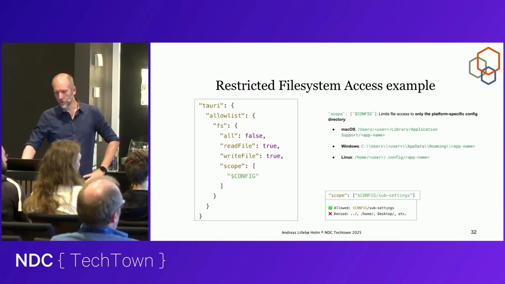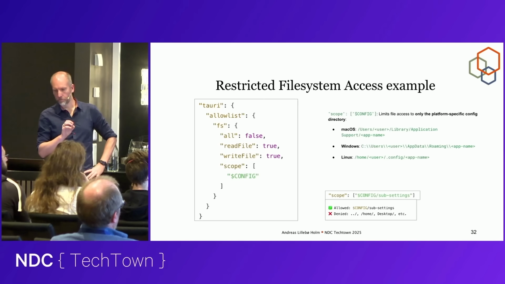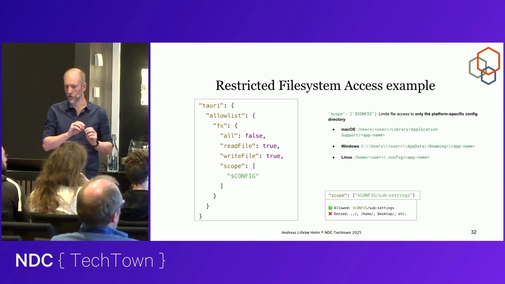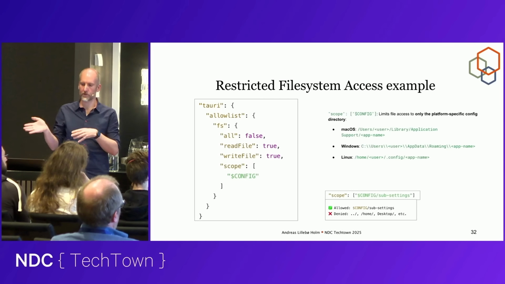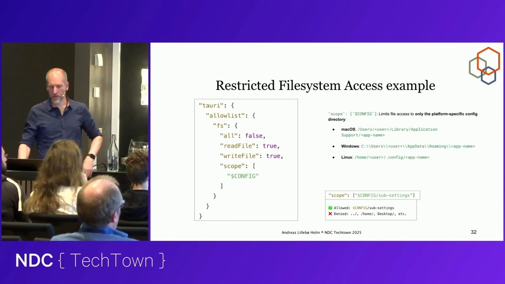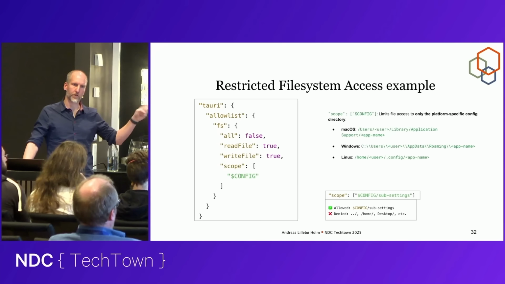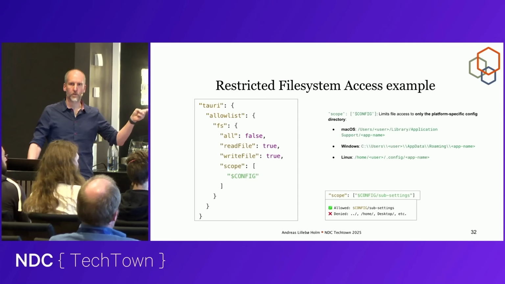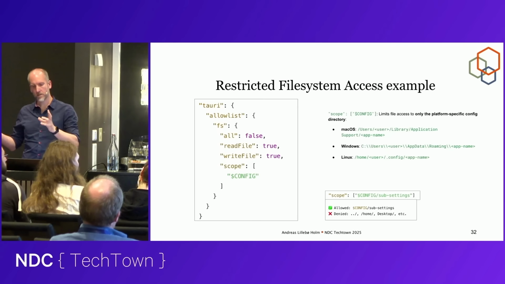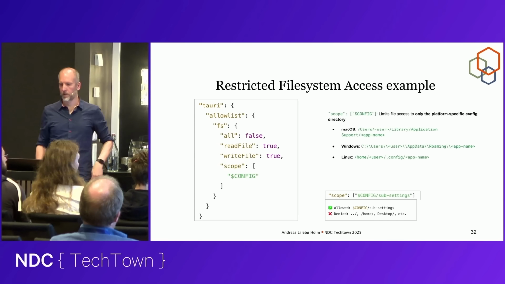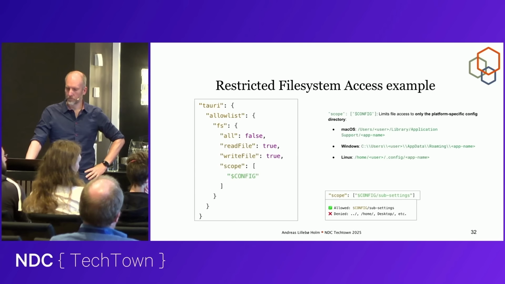And you can also make this even more specific. You can set the scope to, okay, config with this directory or some other directory. That means you're allowed to access just that one, but you're not allowed to reach any of the other file system locations on your system.